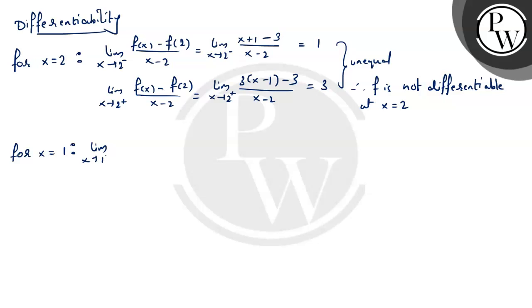Now, for x equals 1, let's check the limits. We have the limit as x tends to 1 minus of f(x) minus f(1) divided by x minus 1, which is equal to the limit as x tends to 1 minus of. Here we have the definition of the function. To the left of 1 it is 3 minus x. So we have 3 minus x minus the functional value at 1, which is 2, divided by x minus 1. So here the limiting value is minus 1.